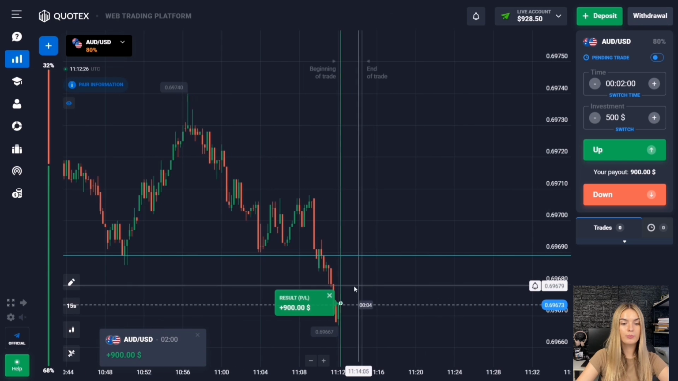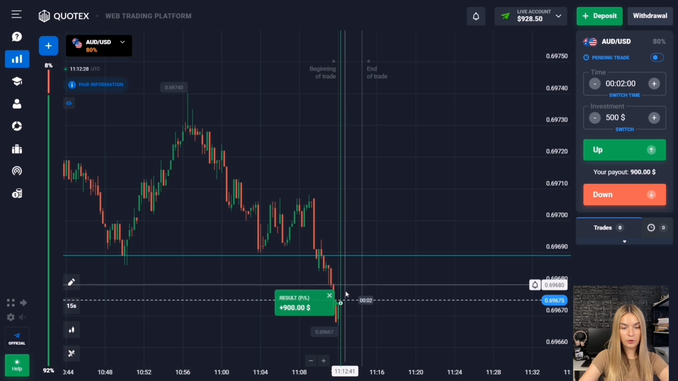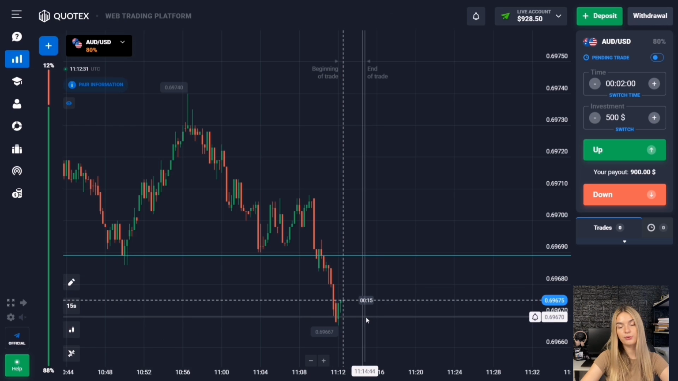Great guys, this level has been broken through and we are making a great confident profit. The price has really great potential for a decrease. Let's continue.